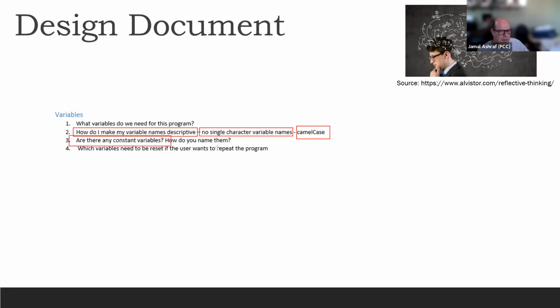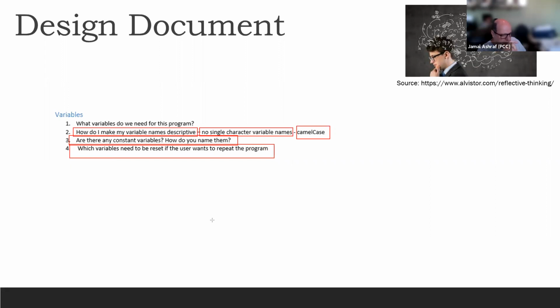Now, remember about the numbers in your program. You're going to create constants for all the numbers that you have in your program. And a constant has to be all uppercase, so we're going to be forced to use underscores for the constants. Then we ask the question: if the user asks to run the program again, what is it that we're going to be resetting?